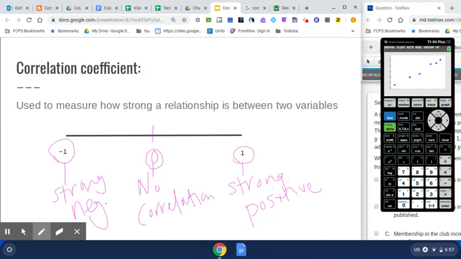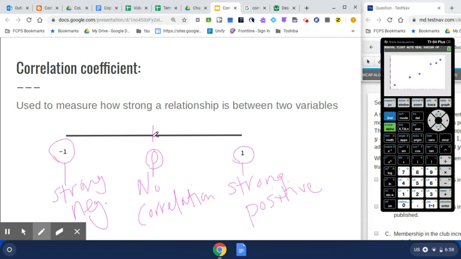Most of the time, we are going to get values that are in between 0 and 1 and 0 and -1. So we're going to have to say, well, maybe it's not a strong positive, but a moderate positive relationship, or maybe a weak positive relationship. So depending on how close or how far you are away from this +1, you're going to have to come up with a descriptor word to quantify just how close to +1 you are. So typically we say weak, moderate, and then strong.